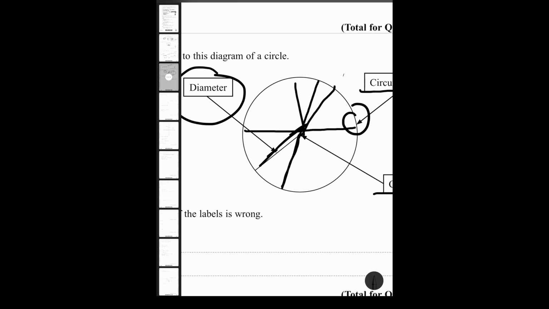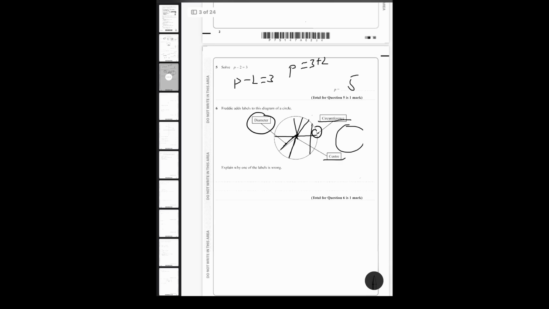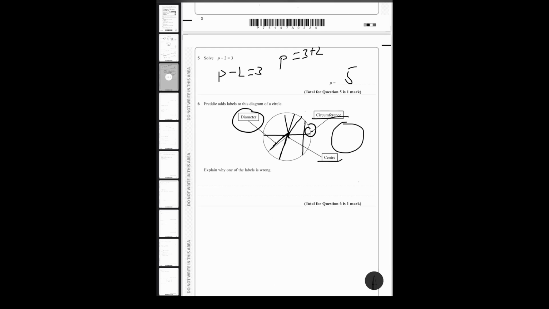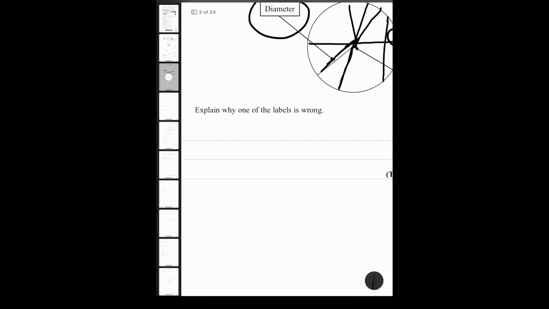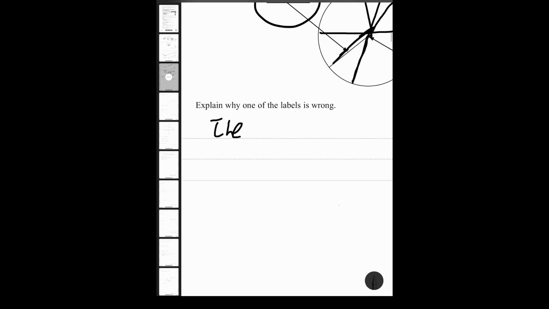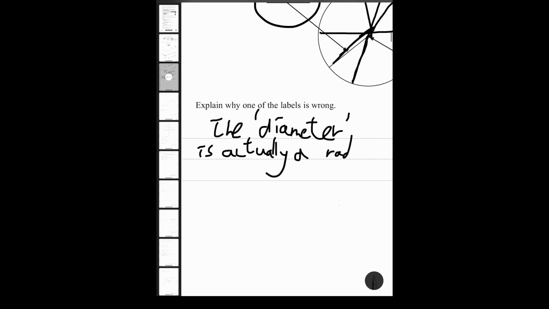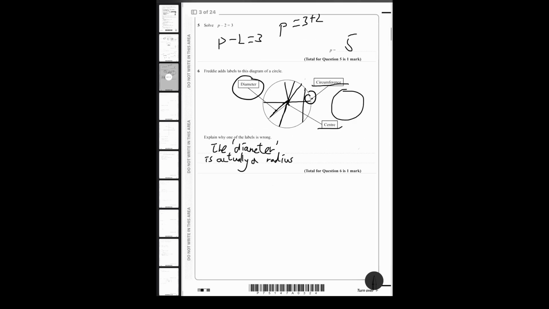Because obviously if you do this from one end of the circumference to that, that's something else, right? Don't worry about that. It's a chord. That is a chord. So explain why one of the labels is wrong, because the diameter is actually a radius. I don't believe you need to go super in depth for this. Literally just tell them the problem.